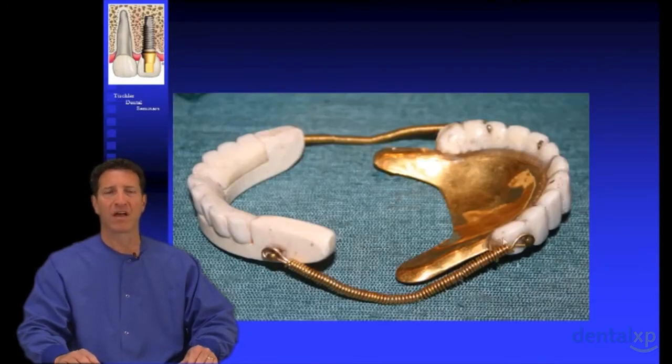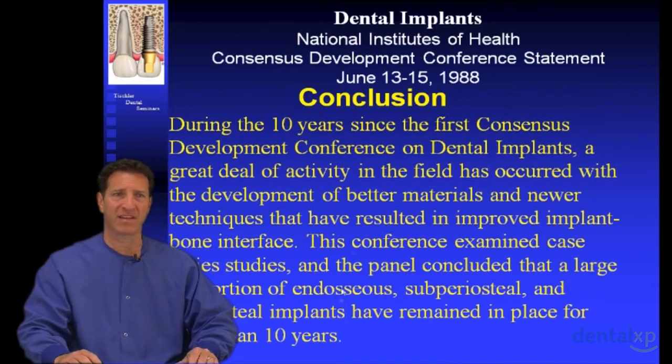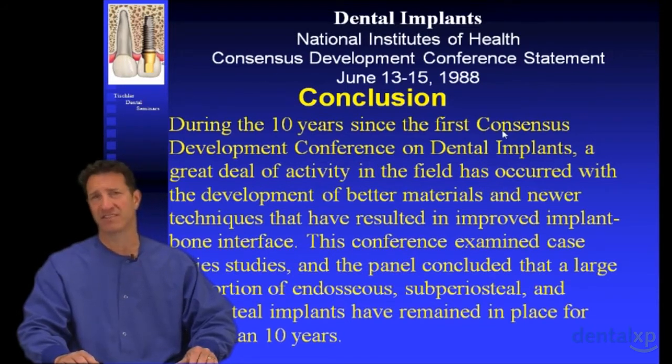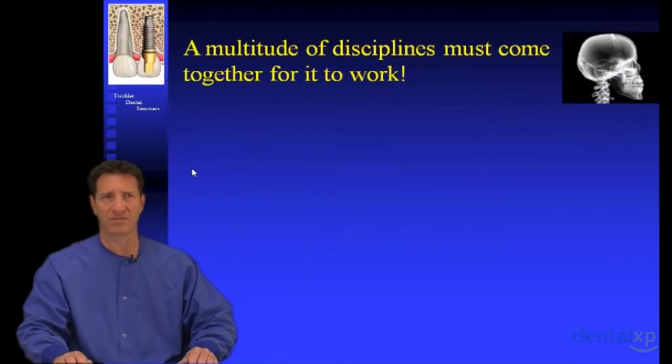And over time, we've improved, I feel, if you look here, on the concept of replacing missing teeth. And with Brånemark studies and then ADA provisional acceptance in '86, we've evolved to an industry-wide standard in the mid-90 percentiles of success. NIH Consensus Development Conference in 1988. I often talk to my patients about analogies of other prosthetically replaced things in the body, knees and hips, and dental implants in the literature have a better success rate than these other options. And that's a good way to kind of strike it home.